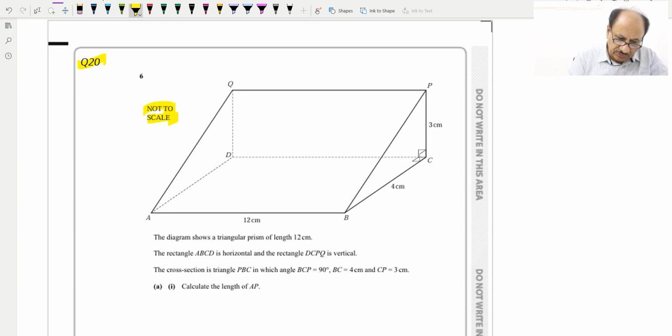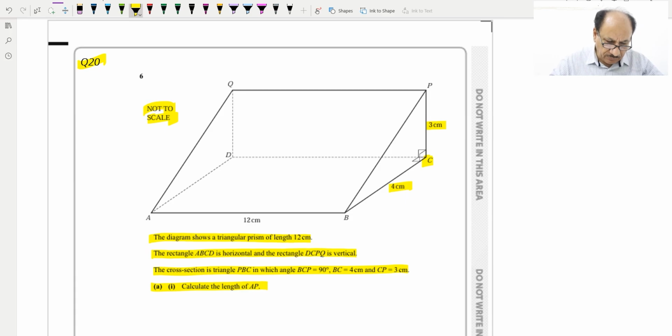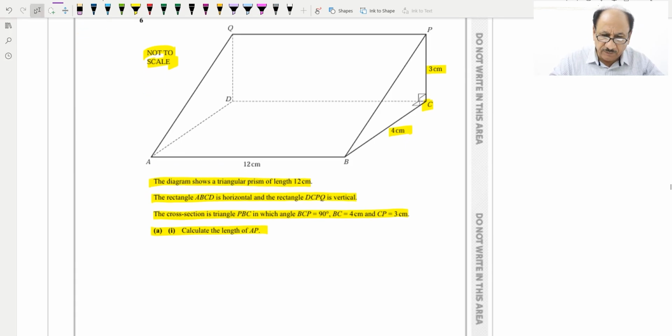Diagram is not to scale. The diagram shows a triangular prism of length 12 centimeters. The rectangle ABCD is horizontal, and the rectangle DCPQ is vertical, and the cross section is triangle PBC, in which angle BCP is 90 degrees, which is this one, and BC is equal to 4 and CP is equal to 3 centimeters. And part A: calculate the length of AP.